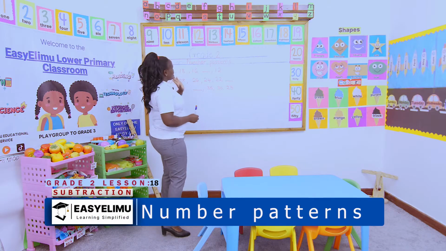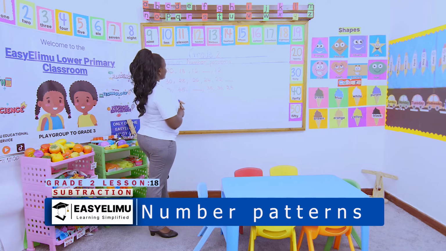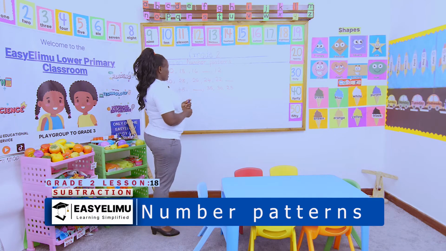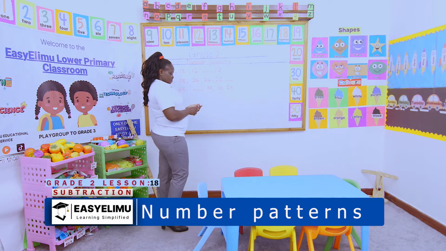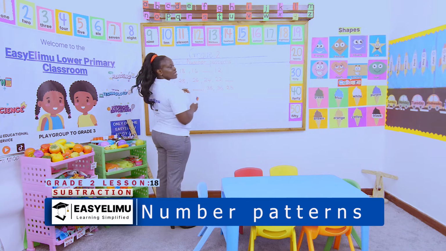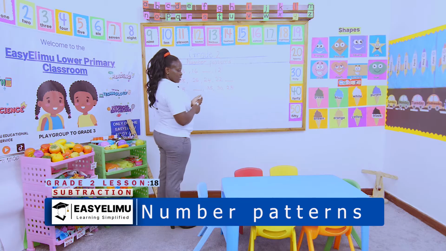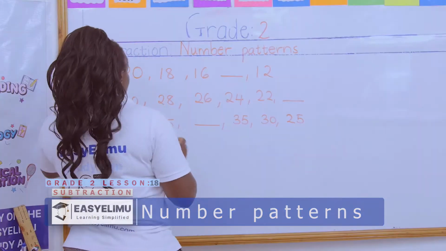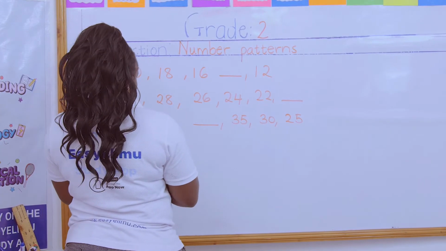Still the same thing we did in grade 1, we did in grade 2 again, and here it is in subtraction. What happens in number patterns in subtraction? It simply means you're counting backward. So what does counting backward mean? You are reducing the number.